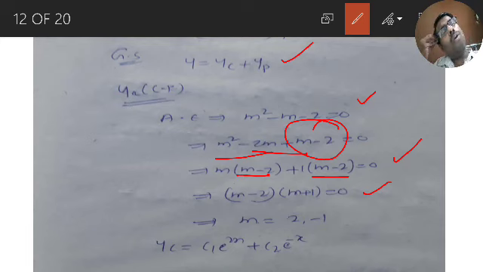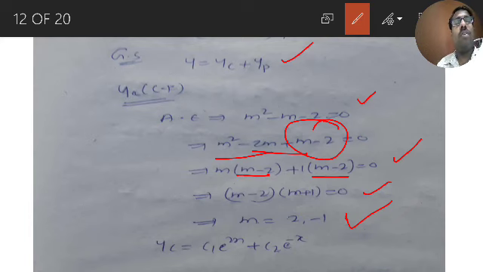So we have already in the very first class, I told you that when the roots are real and different, depending on the nature, you can write the general solution. When the roots are real and distinct, real and equal, what is my general solution? And when the roots are complex, what is my general solution? Already I told you. Now the roots are 2 comma minus 1, real and different, real and distinct.